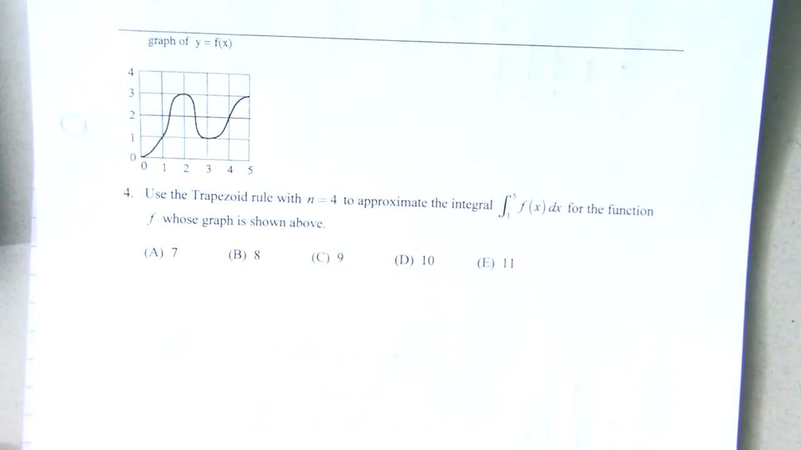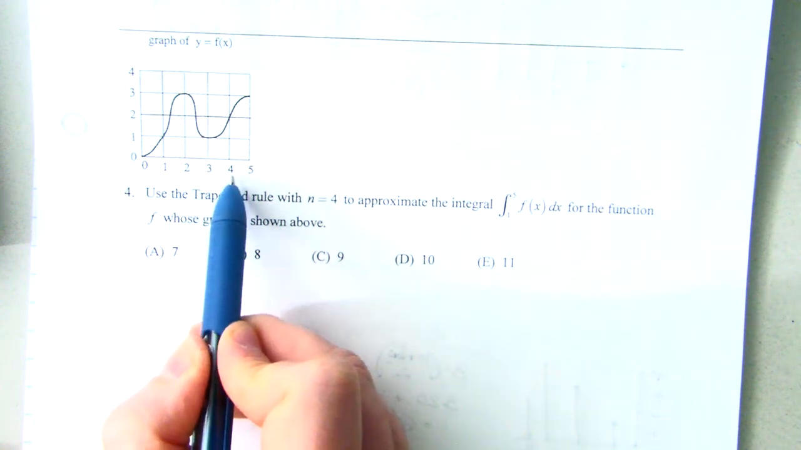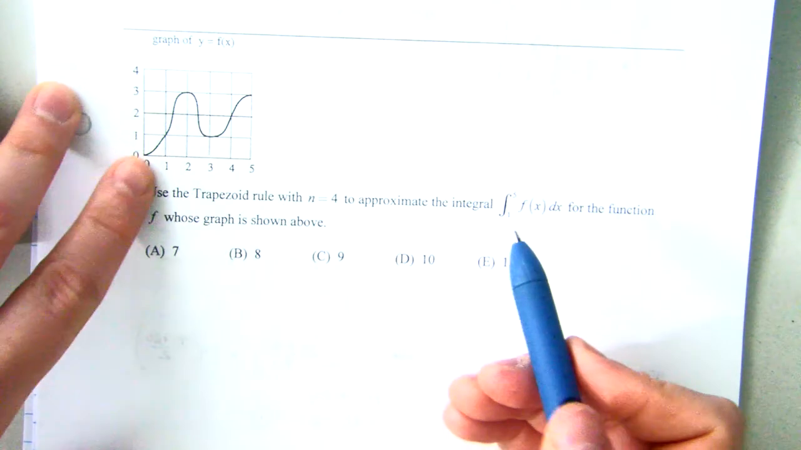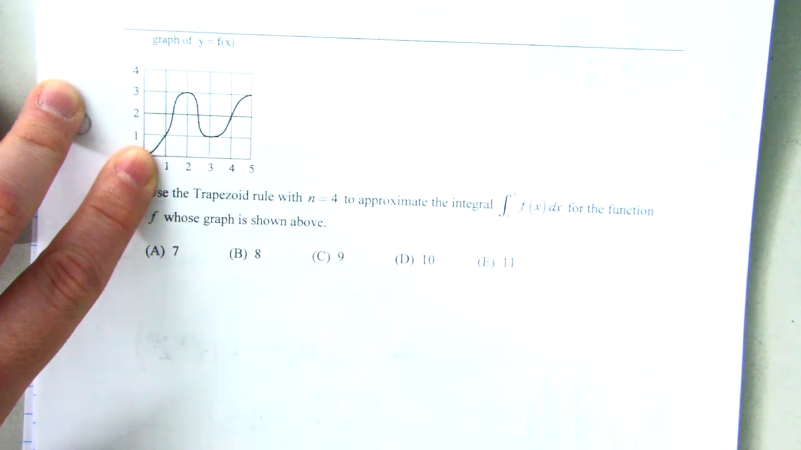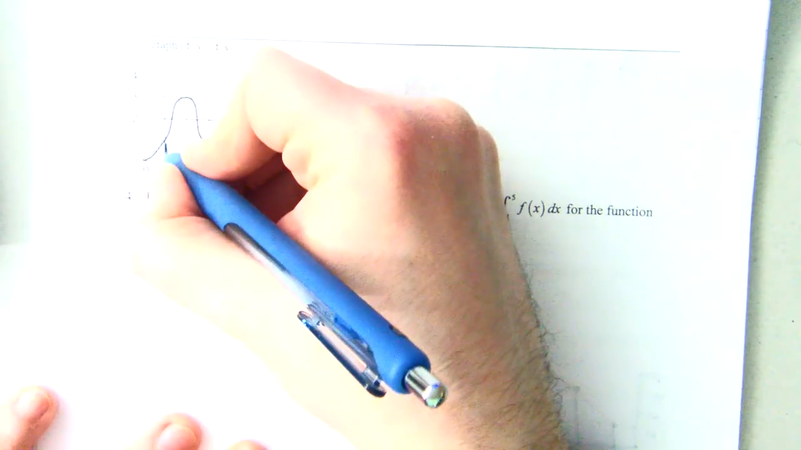Trapezoid rule with n equals 4, that just means 4 regions to approximate that integral. Okay, so one region's from 0 to 1, 1 to 2, 2 to 3, 3 to 4, 4 to 5. Wait, hold on. No, I don't want that, sorry. I'm going from 1 to 2, 2 to 3, 3 to 4, 4 to 5. Those are my 4 regions. I don't have a formula, I don't have a table, but I do have a graph. And I can still draw in my trapezoids.